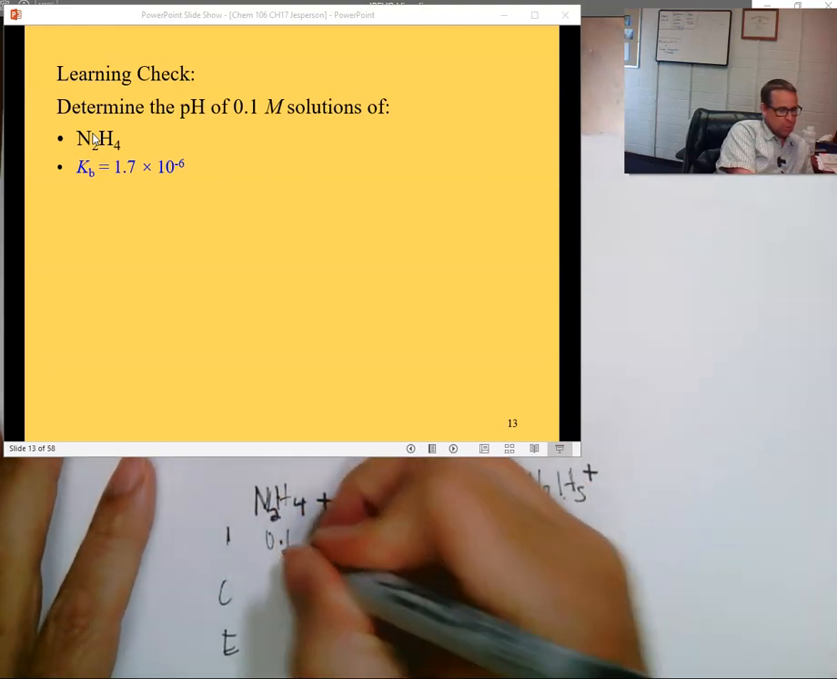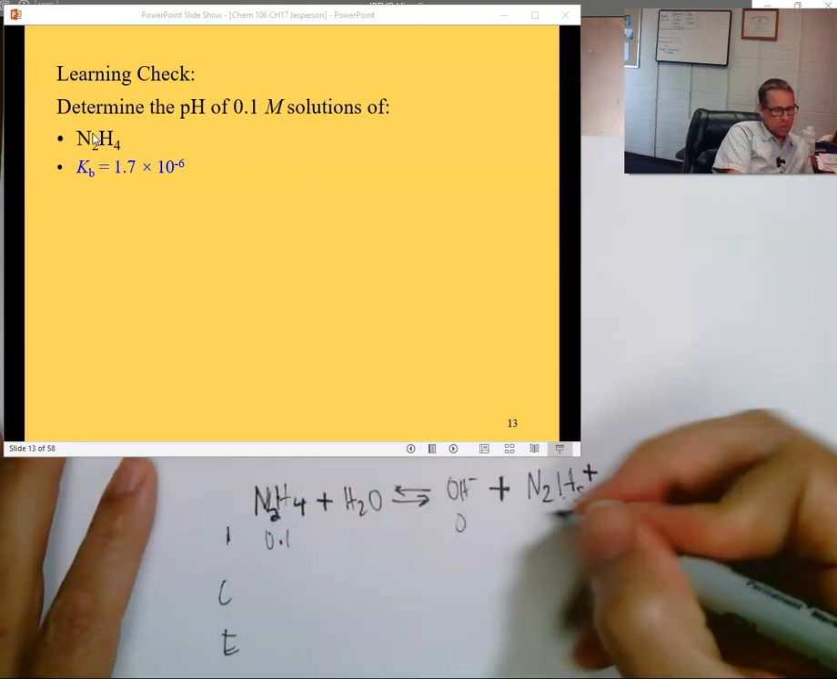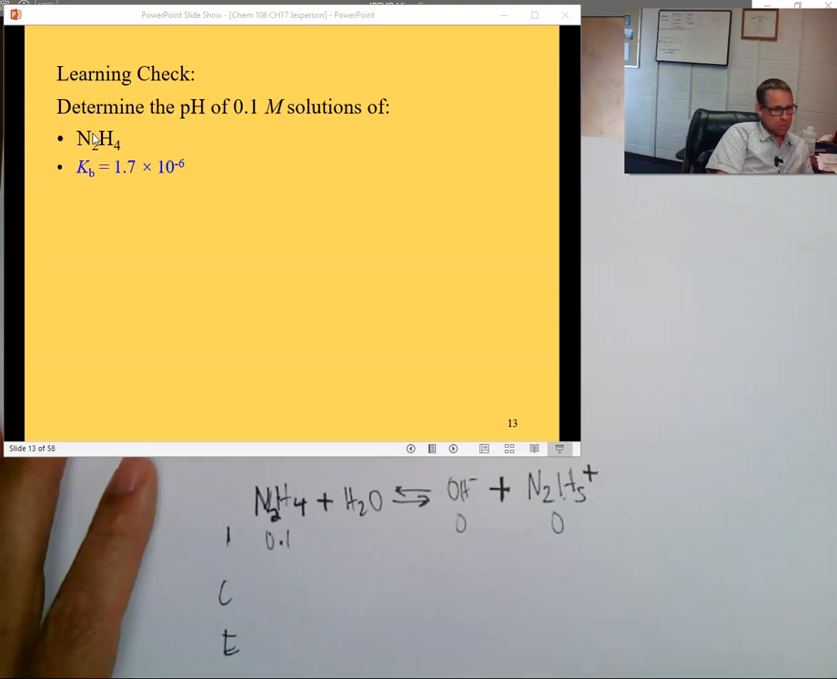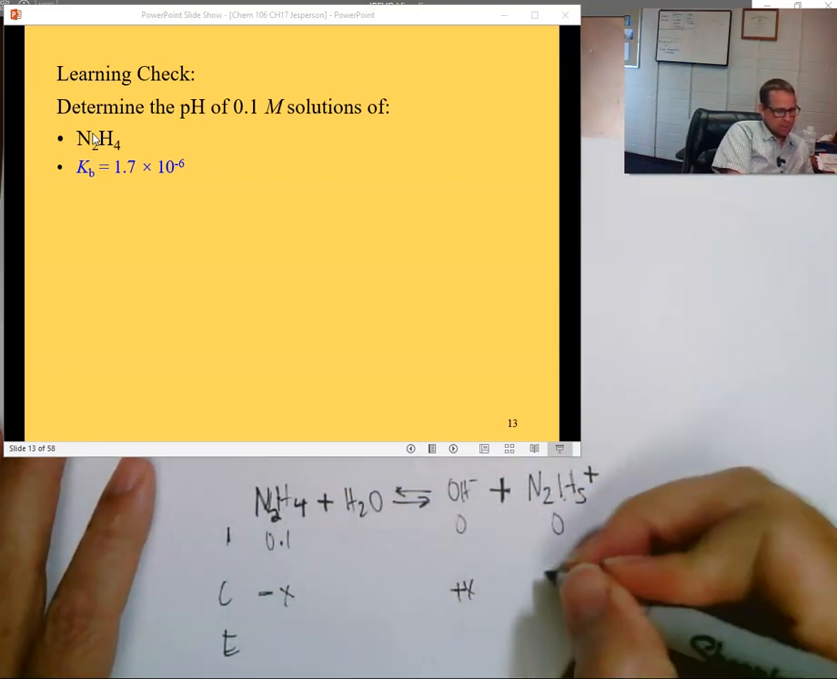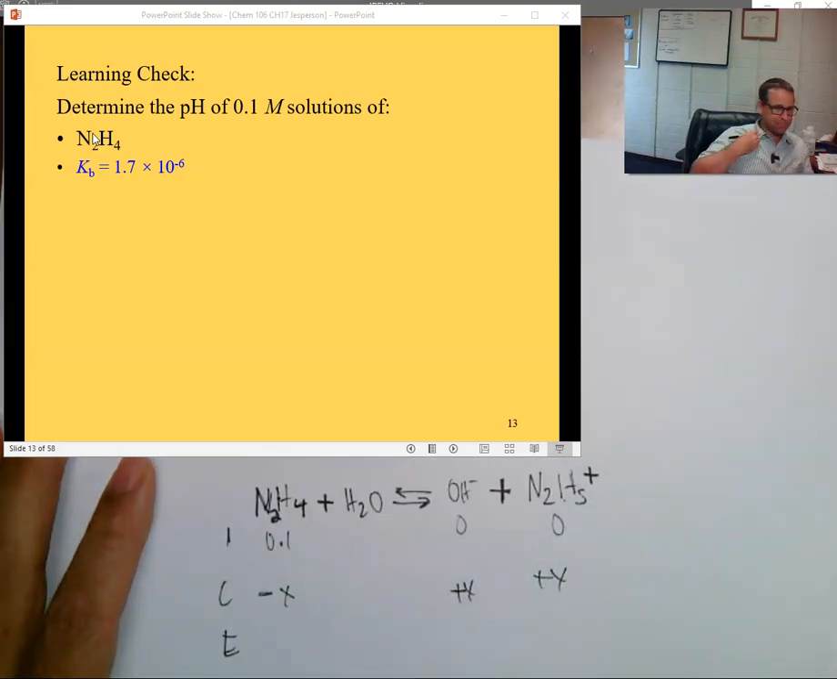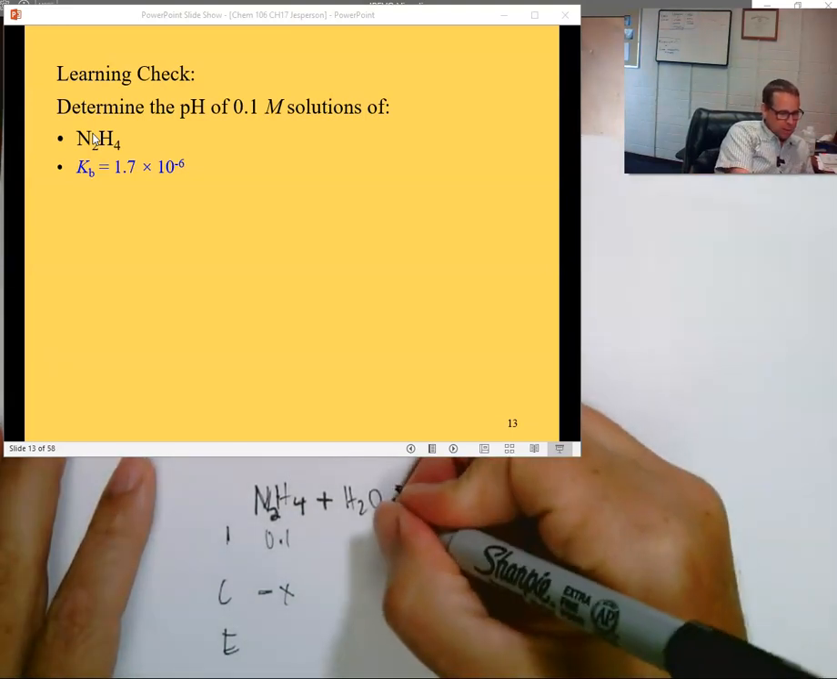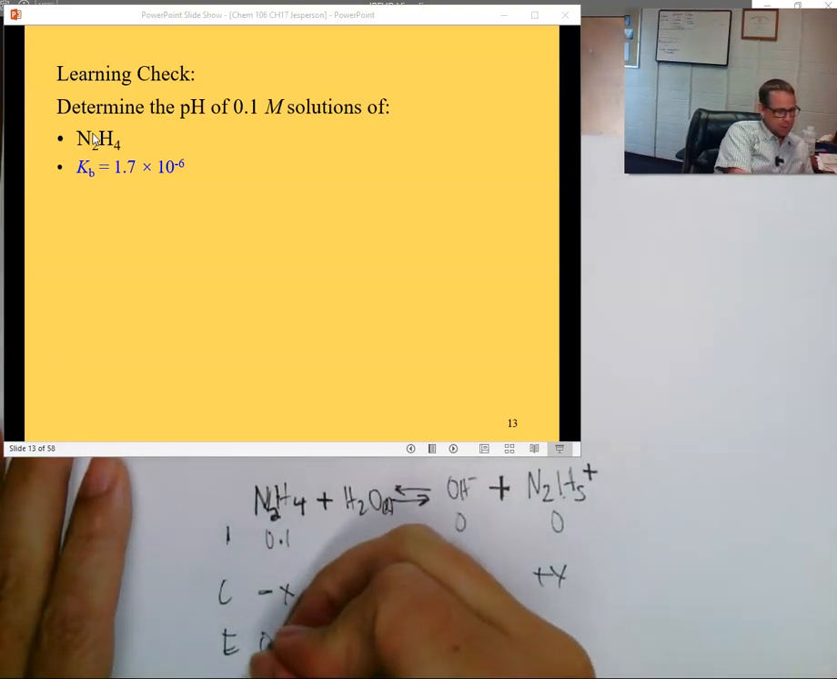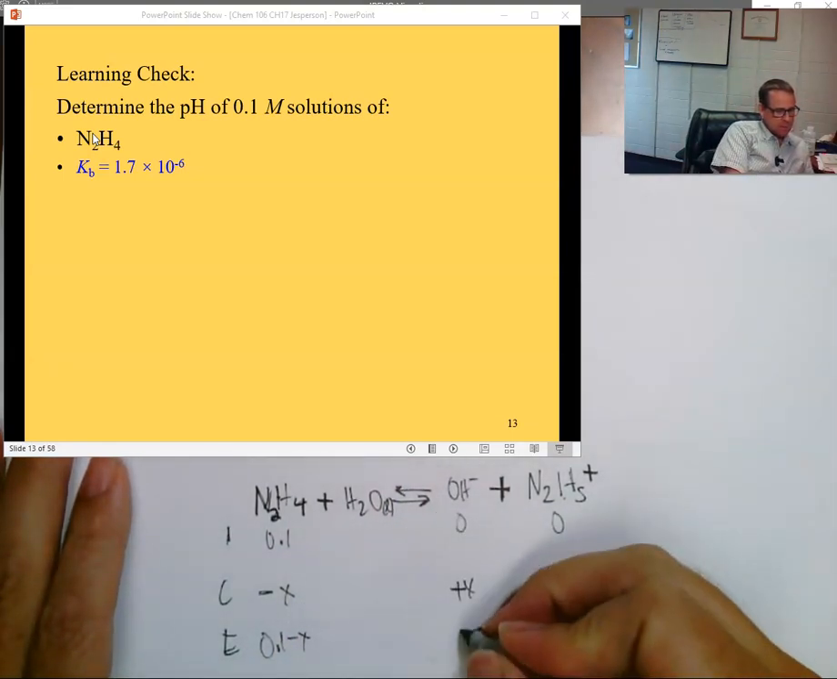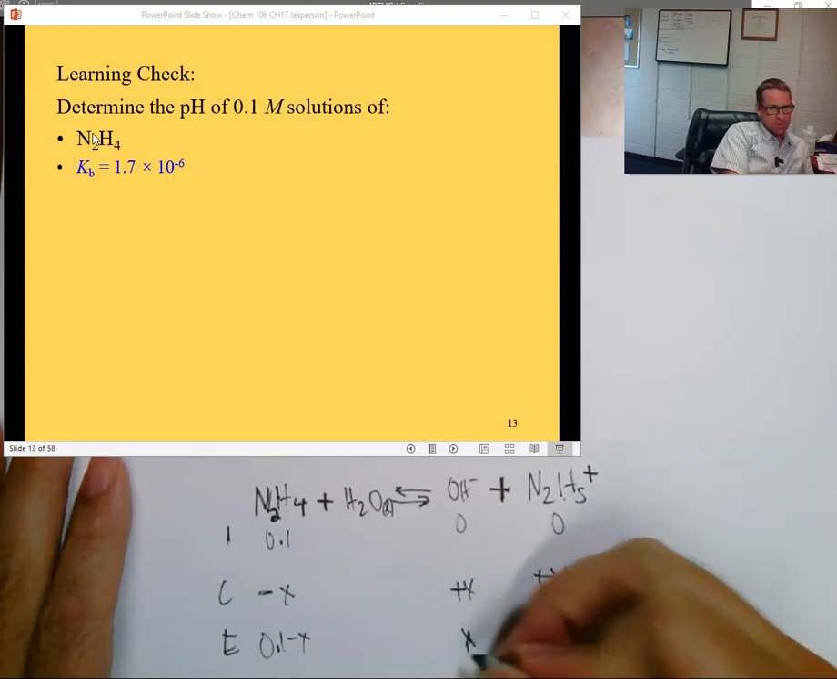Initial concentration is 0.1. Initial concentration of products is zero. Change, minus X again, plus X, plus X. Water is a liquid, so it's not in the equilibrium statement, so I don't have to worry about it. 0.1 minus X, X, X.